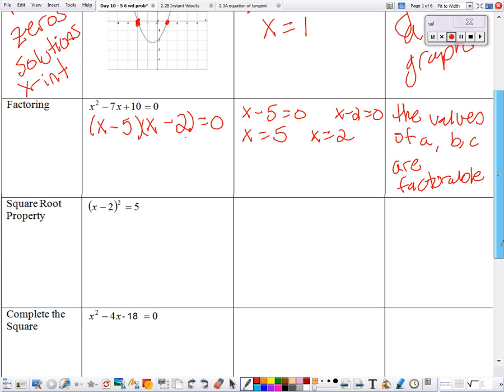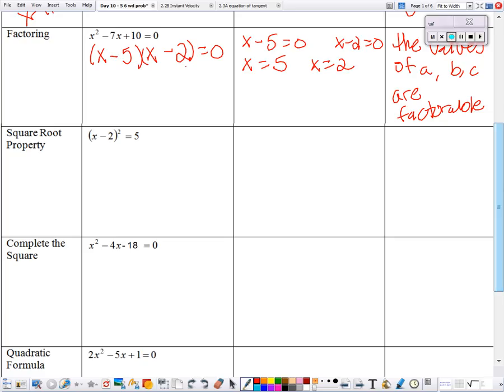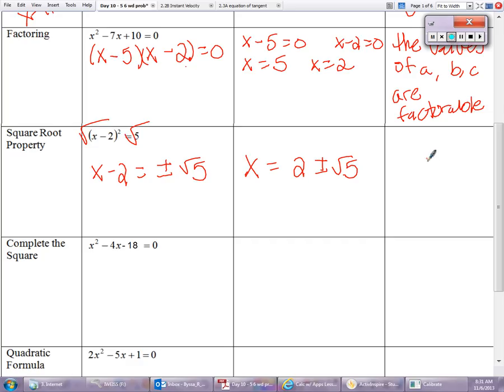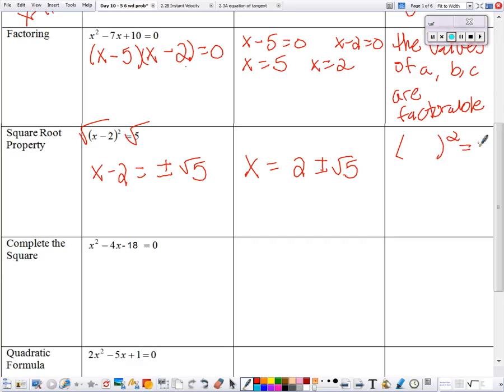Okay, for the square root method, or square root property, go ahead and solve that now. Do not forget your plus or minus. And we choose the square root method when you have just a quantity squared equal to a number, or if there's no b. You also end up using the square root after you've completed the square.